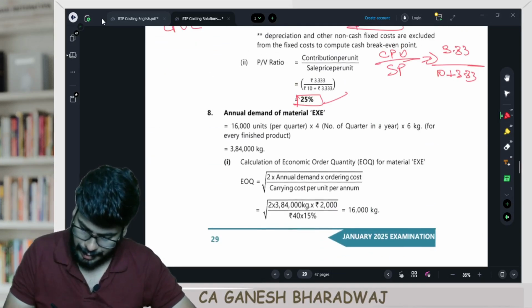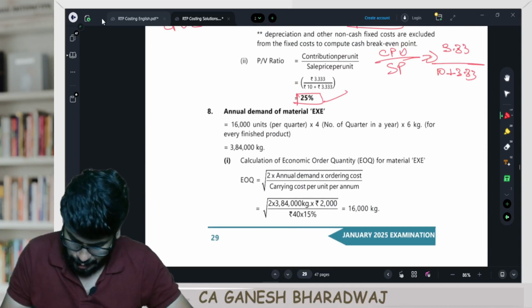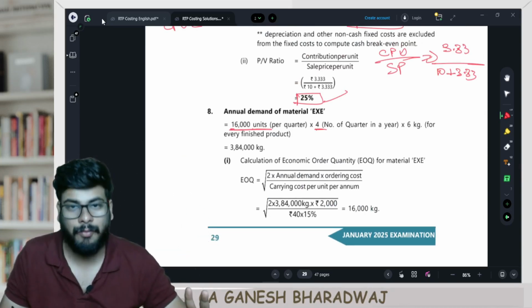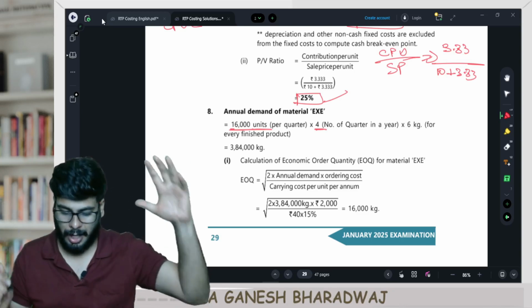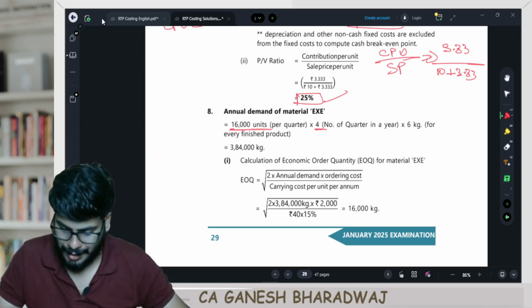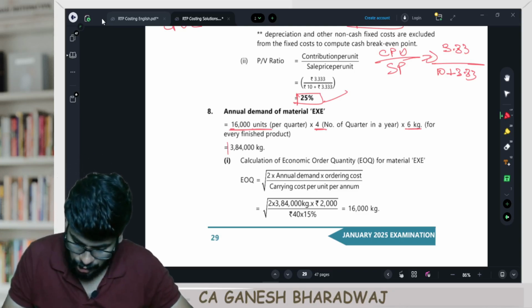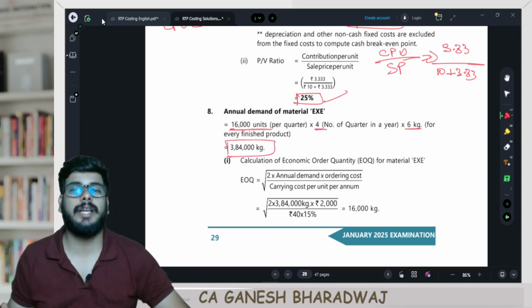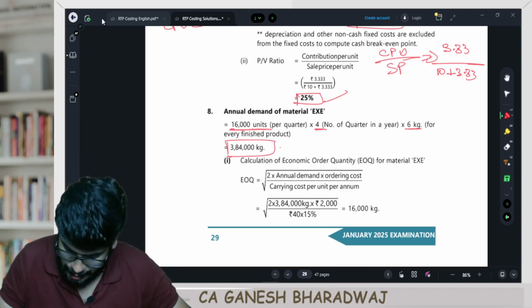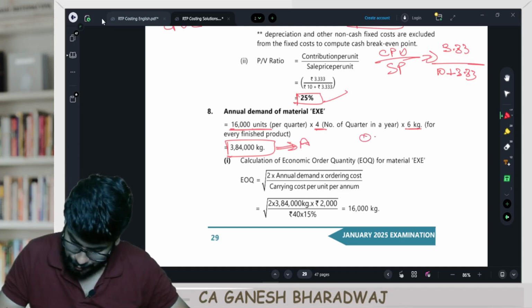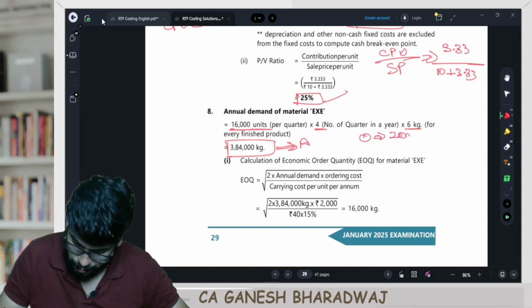So here guys, first 16,000 units is the demand of the output per quarter. So into 4 quarters, that's going to be the total demand for the output, and every unit of output requires 6 kgs of raw material. 16,000 into 4 into 6. So A is going to be how much? 3,84,000, right? So A is going to be 3,84,000. Ordering cost per order, we saw it was how much? 2,000 rupees.